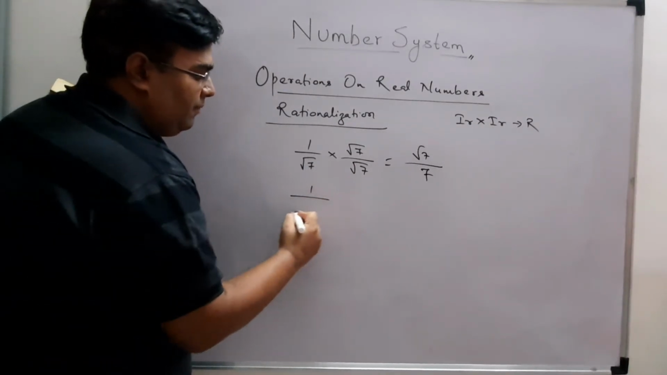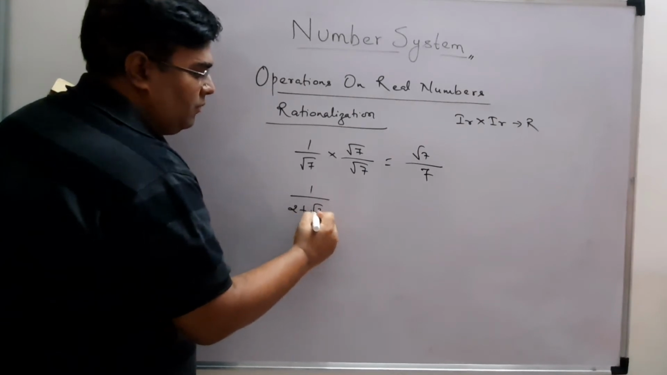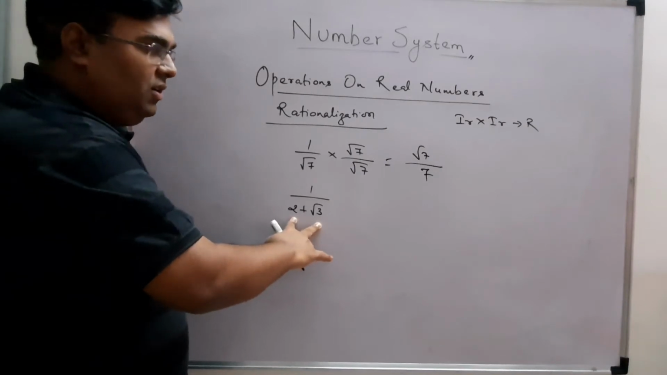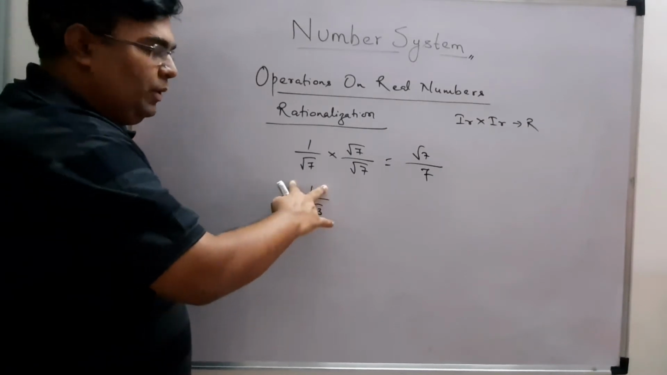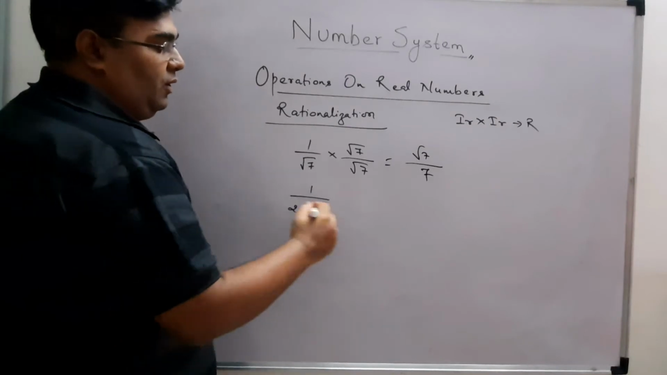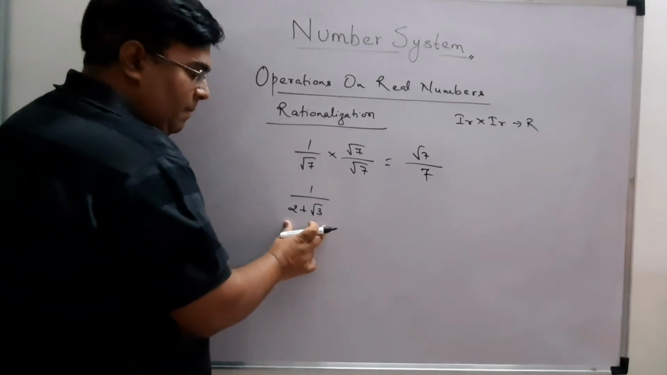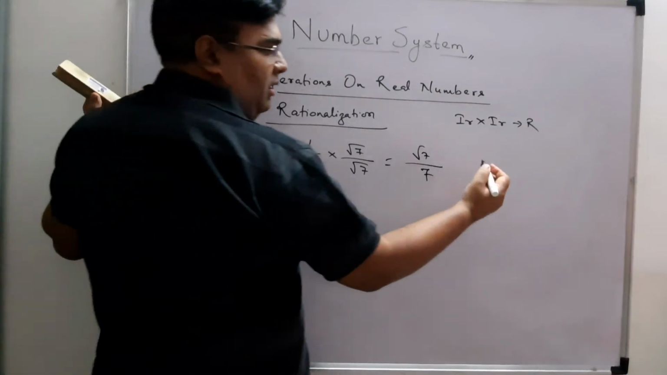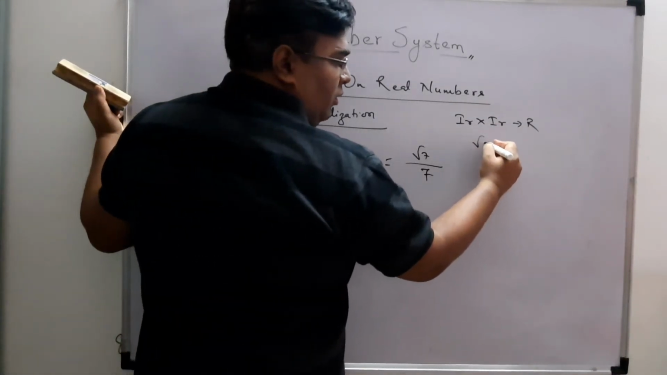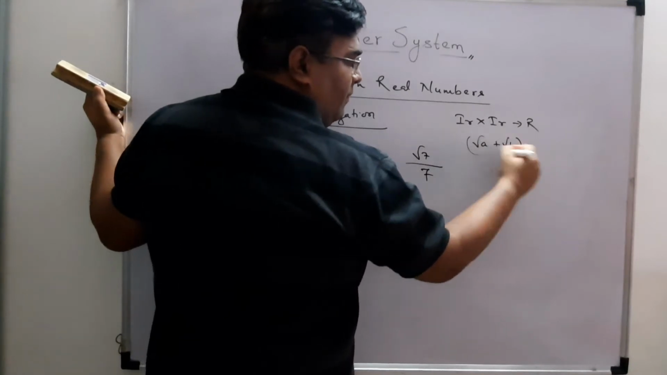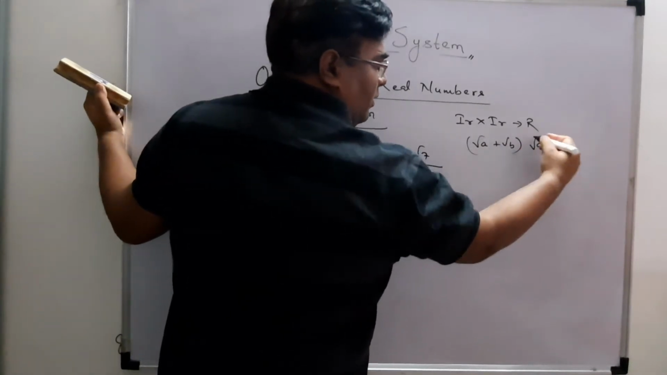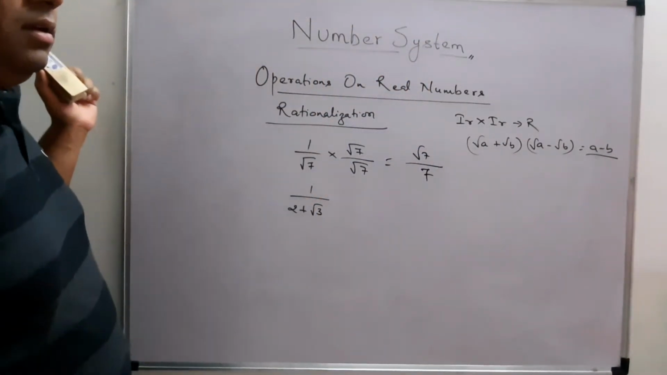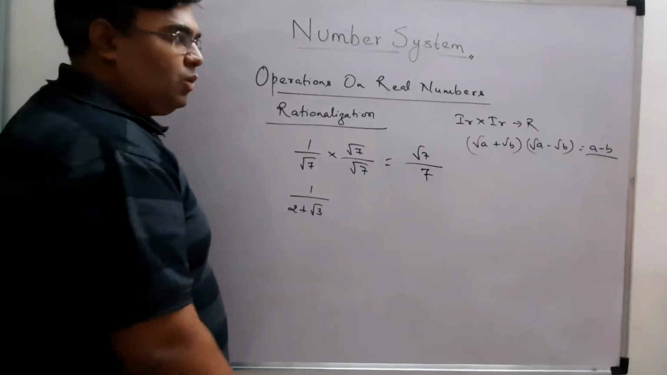Suppose you have got 2 plus root 3. Now since rational plus irrational, we have got irrational, right? Numerator it is rational. So what you will do, we need to remove this irrational part from the denominator, and we have just learned one thing, that root a plus root b, multiplied by root a minus root b, gives me a minus b.